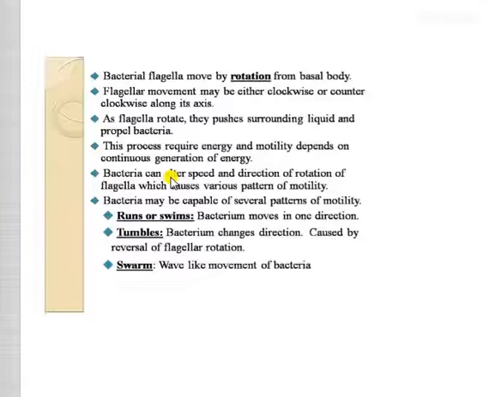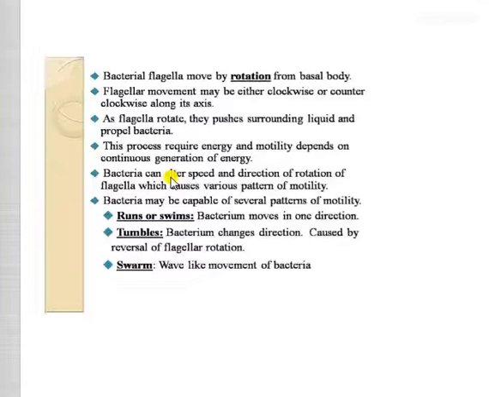So bacterial flagella move by rotation from the basal body. The basal body will start to rotate when there is a signal from the receptor. Because of the rotation of the basal body, the hook will start to rotate, and because of the hook, the filaments also rotate. The bacteria move based on that movement. It will propel the liquid in the backward direction, and the bacteria moves ahead.